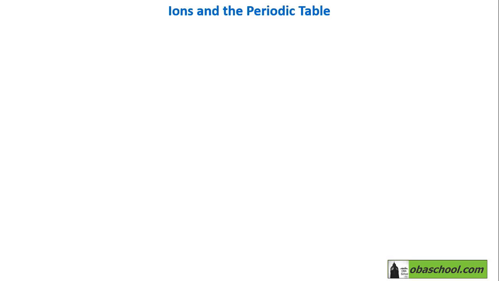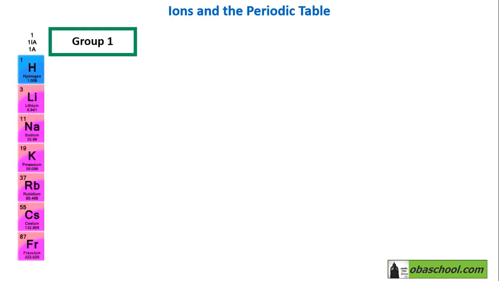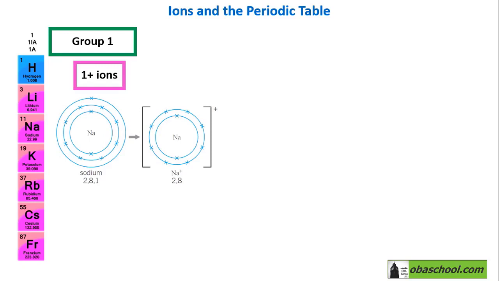Now we are going to examine ions in the periodic table. You have seen how atoms in group 1 of the periodic table have 1 electron in their outermost shell or highest energy level and form 1+ ions, as in the sodium example that we gave, where the sodium atom, which is in group 1, forms a 1+ ion.